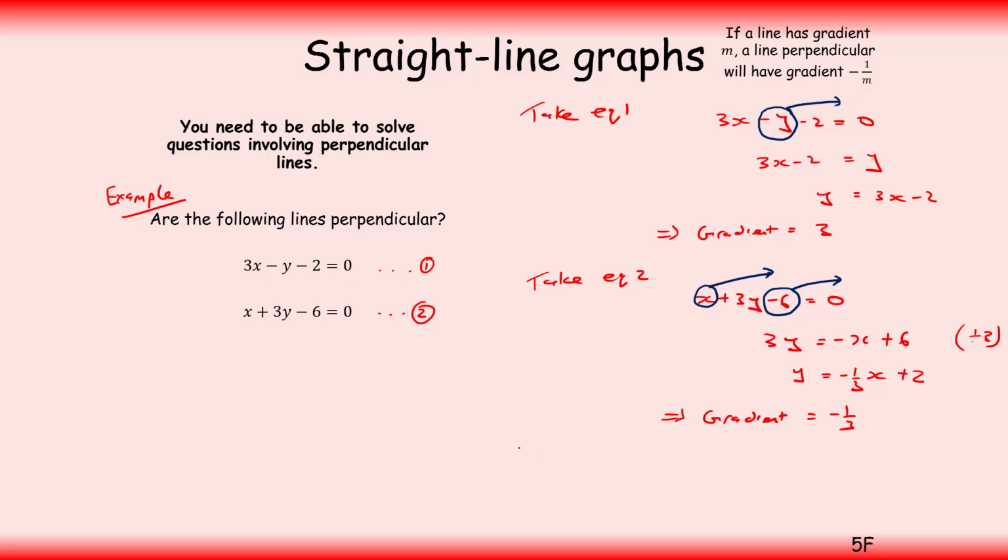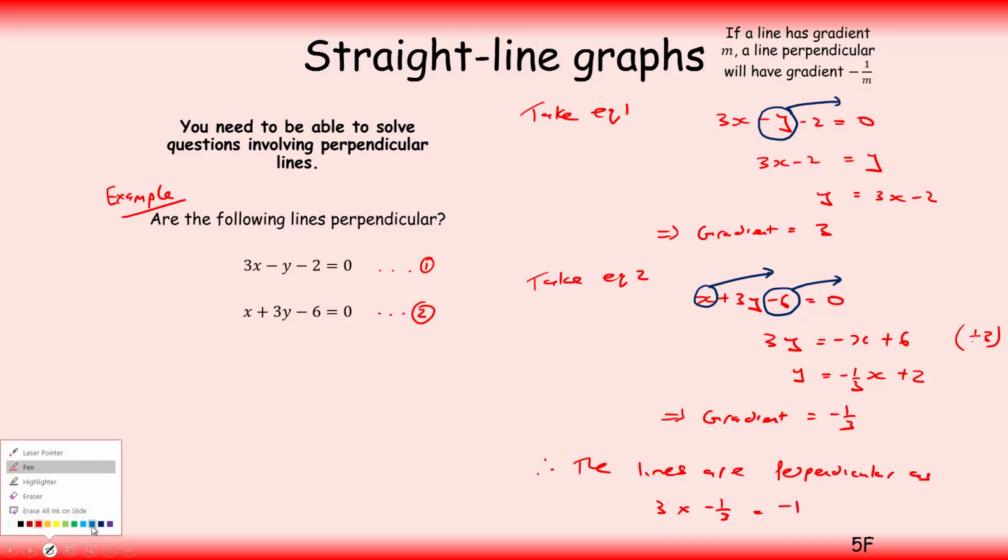So that means that, therefore, the lines are perpendicular, as 3 times minus 1 over 3 is equal to minus 1. And I'll just use the blue pen to cancel the 3's out. 3 over 1, and the 3's cancel, so you get minus 1. Good. So hit pause, make some notes, and when you're ready, hit play again.